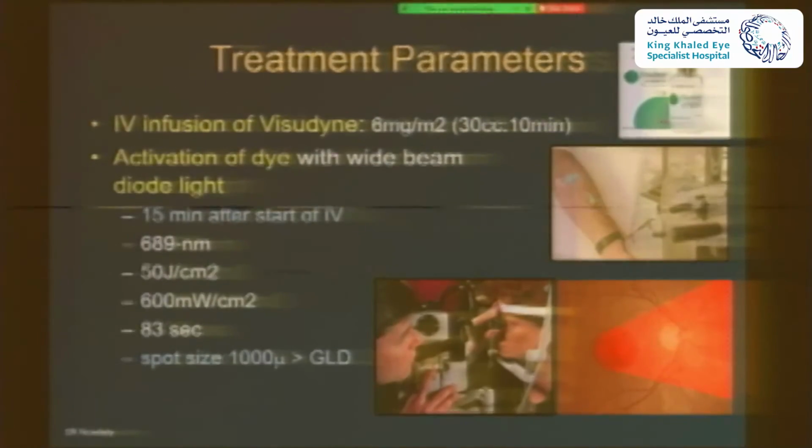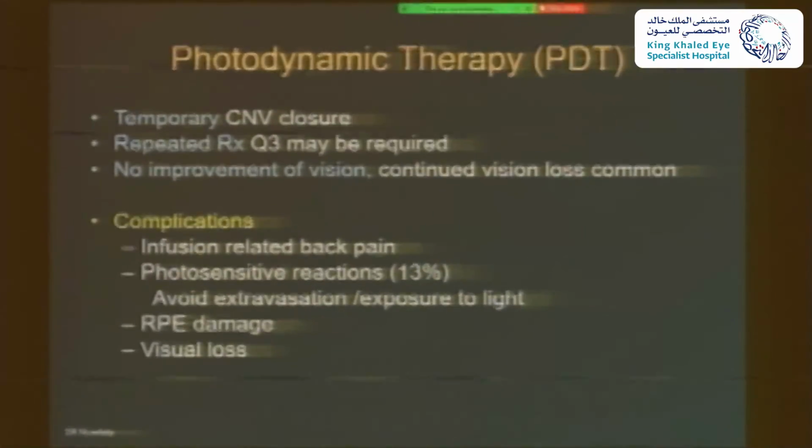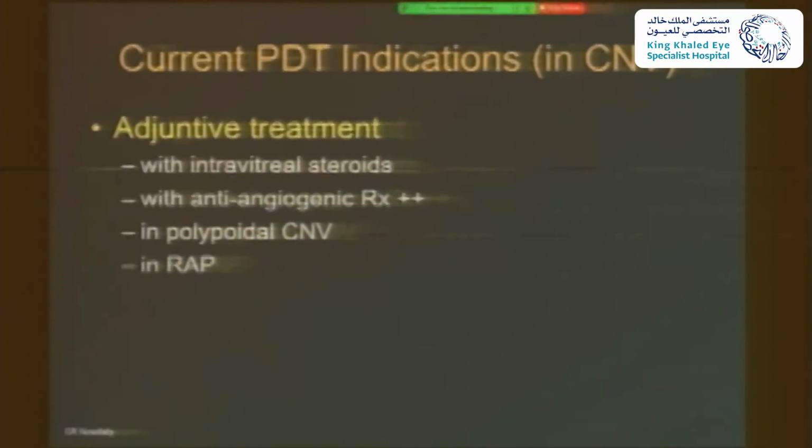Okay, what we do is we infuse the dye for 10 minutes, and then 5 minutes after the end of the infusion, we expose the eye with this light. Okay, and these are the parameters. You don't need to know that, just know the principle of it. So you get a temporary CNV closure, but you have to repeat it every 3 months, and there's no improvement in vision. And of course, there may be complications: RPE damage, visual loss, as I said, choroidal atrophy, and in some older patients, they can get back pain during the infusion. We don't know exactly the cause for that, or at least I don't know what it is.